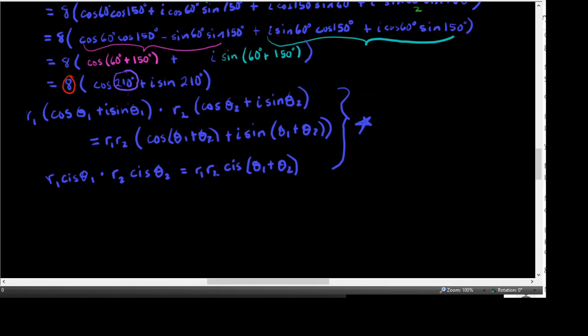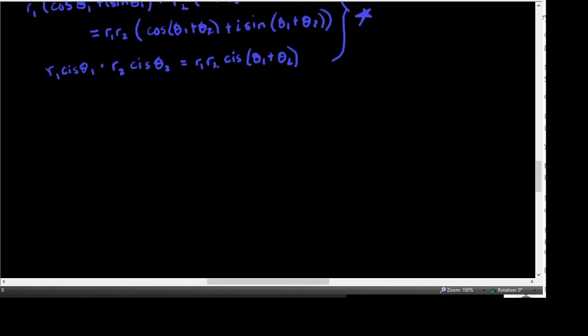Okay, so let's do an example of that. We're supposed to find the product of 3 cosine of 45 degrees plus I sine of 45 degrees and multiply that by 2 cosine of 135 degrees plus I sine of 135 degrees.